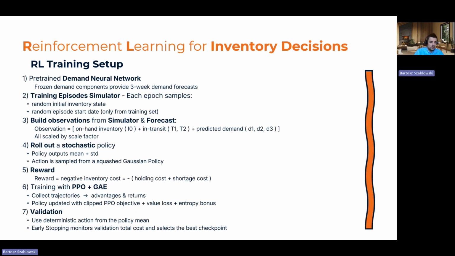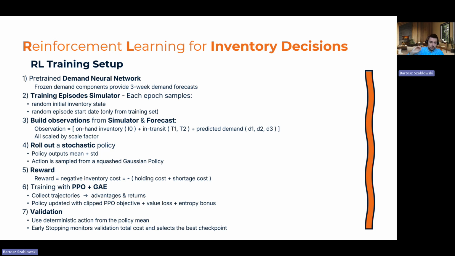Okay, now let's look at how reinforcement learning is trained. So first, I use the already trained demand model to generate the forecast for the next 3 weeks at each step. Then for each epoch, the simulator samples the episode start and also samples the initial inventory state because we don't have historical data for inventory states. Then third step, based on the state and the forecast, we build the observation input for the agent.